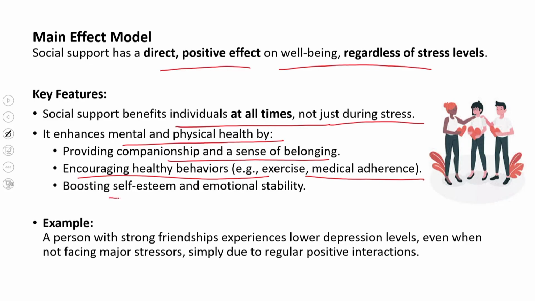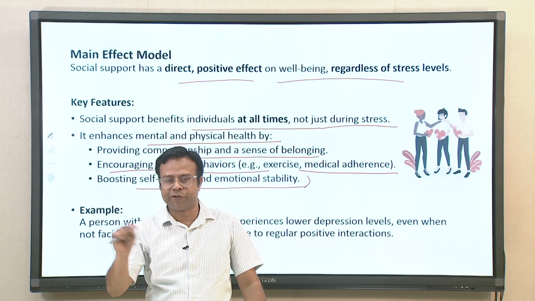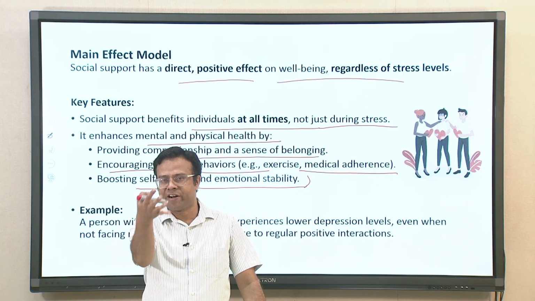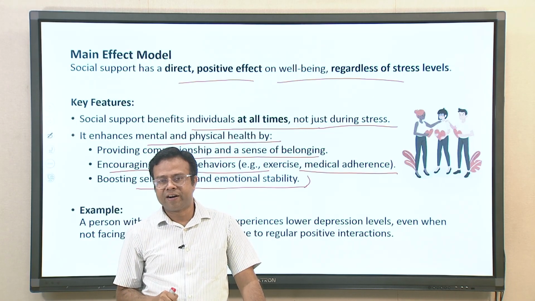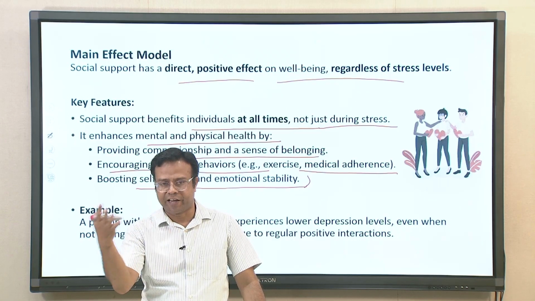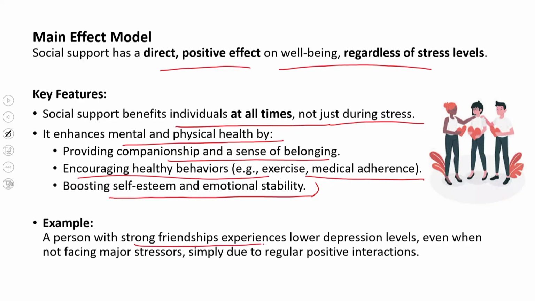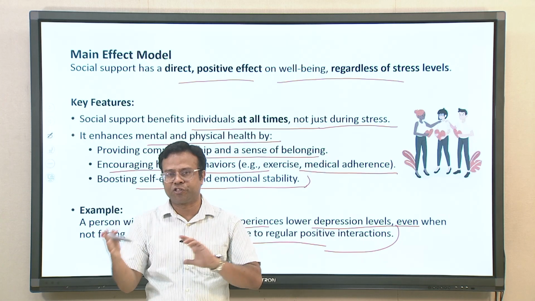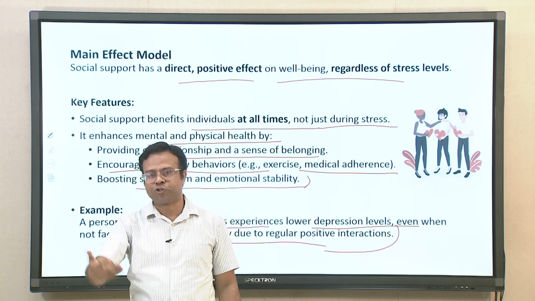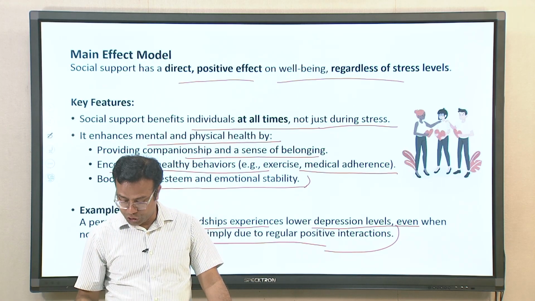Social support also boosts self-esteem and emotional stability in our life. These are factors which are required in every aspect of our life, not just during a crisis situation. So, social support provides all this. Therefore, regardless of the situation, it has a positive and direct effect. Just as an example, a person with strong friendships experiences lower depression levels even when not facing major stress, simply due to regular positive interactions. Regular positive interactions with other people contribute to our emotions, our well-being and so on.